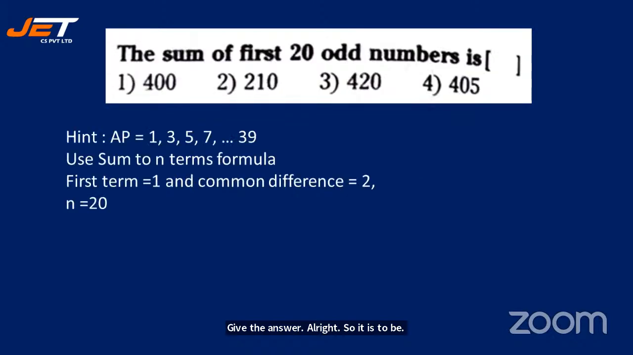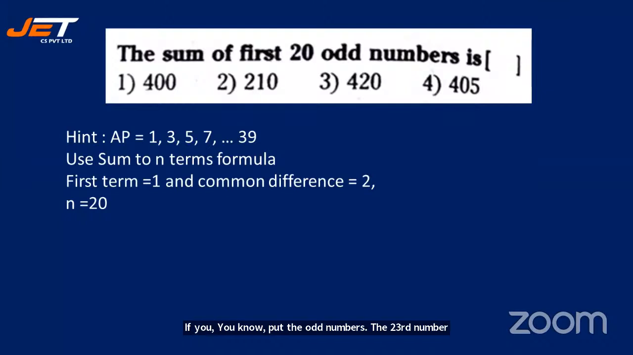See the next question. The sum of first 20 odd numbers is dash. Sum of first 20 odd numbers. So here, what are the odd numbers? You can see in the hint itself, isn't it? 1, 3, 5, 7, and so on. If you put the odd numbers, the 20th odd number will be 39.